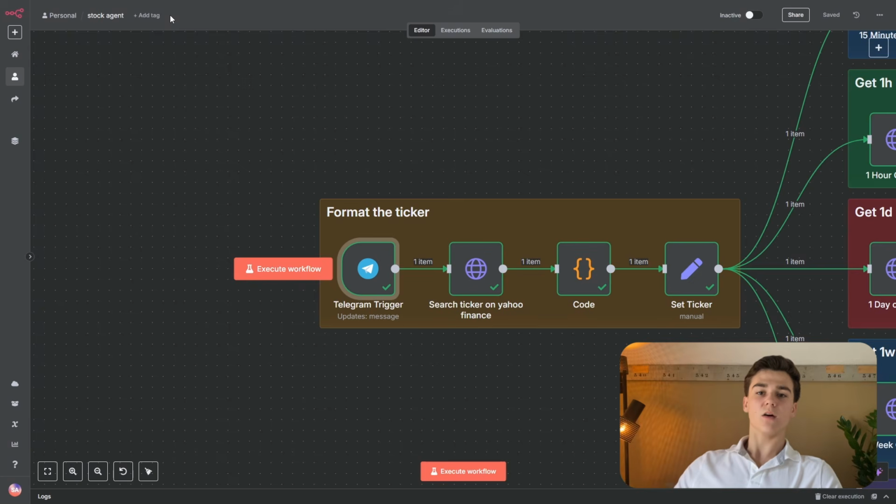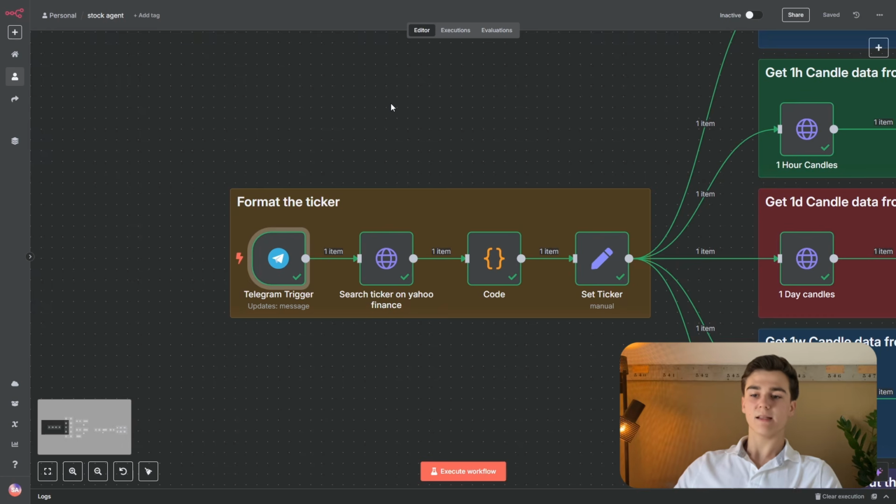After this Telegram trigger, we will send the data to a HTTP node, and in this HTTP node, we will research the stock that we have sent in the Telegram, and we will send it to Yahoo Finance, where it will find all kinds of data about the stock, and then it will send this data back to us so we can use this to later on scrape the candlestick data.